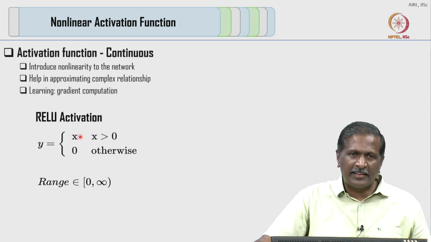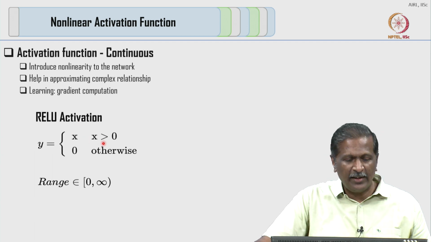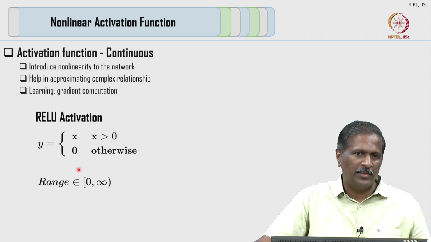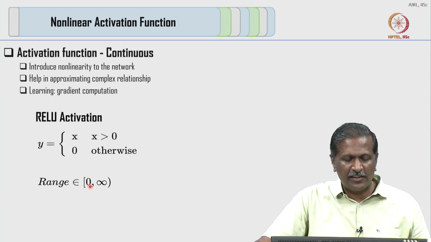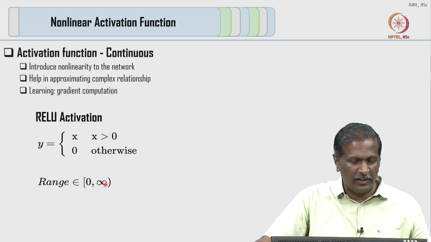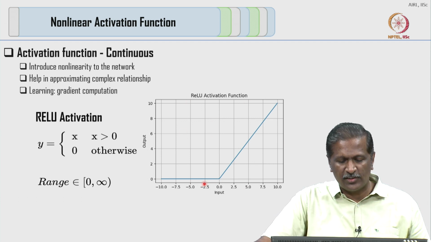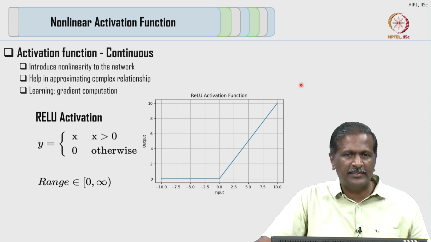I can have the rectified linear unit, right. When x is greater than 0, it is x, otherwise 0. If you look at the range of this activation function, it goes from 0 all the way to infinity. It is the typical ReLU activation function. You can see anything less than 0 is 0, otherwise it is the same.